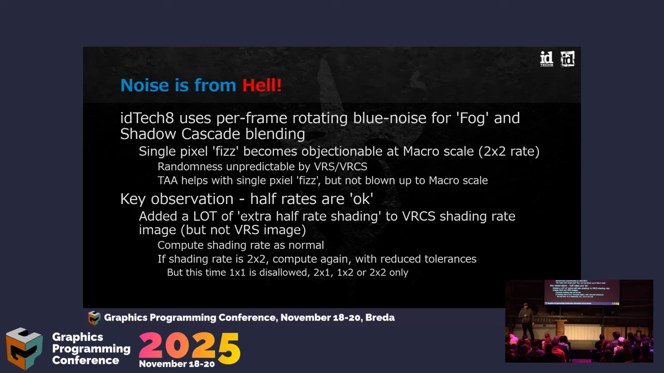So this was a real problem for 2x2 rates, but the key observation was that it wasn't really an issue for the half rates. We were getting away with it, 1x2 and 2x1. So the solution here was to calculate the shading rate. If we have a 2x2 tile, then calculate the shading rate again with reduced tolerances, but this time don't let it promote to 1x1 rate. So a 2x2 could promote to a half rate in this second round of computing the shading rate.